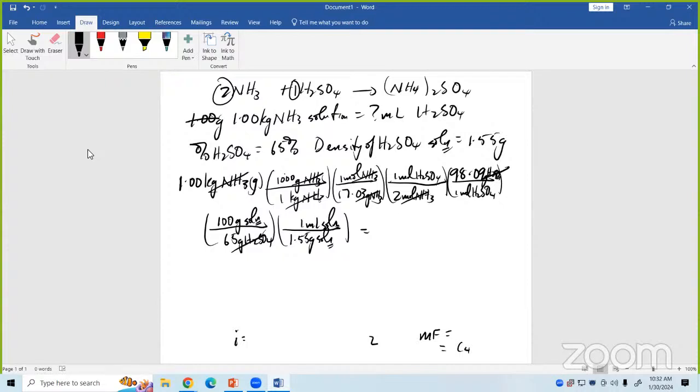1,000 divided by 17.03 divided by 2 times 98.09 times 100 divided by 65 divided by 1.55. So the answer I get now, rounded off to 3 sig figs, is going to be equal to 2,860 milliliters. So that's the answer I got. All right.